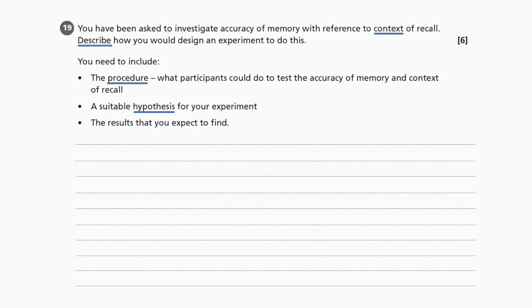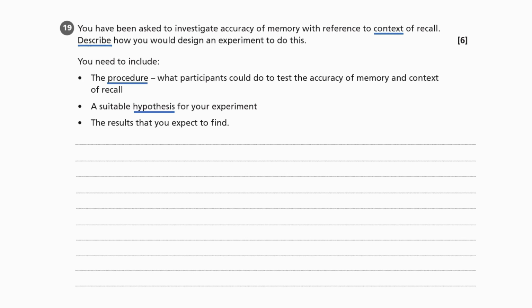So what I mean by that, it needs to be clear in your hypothesis how one group of people are going to have the same context for remembering and recalling information, and then another group of people are going to have different contexts for remembering and recalling the information. And also, in terms of the dependent variable, it needs to be clear what you're actually going to be measuring in your experiment.